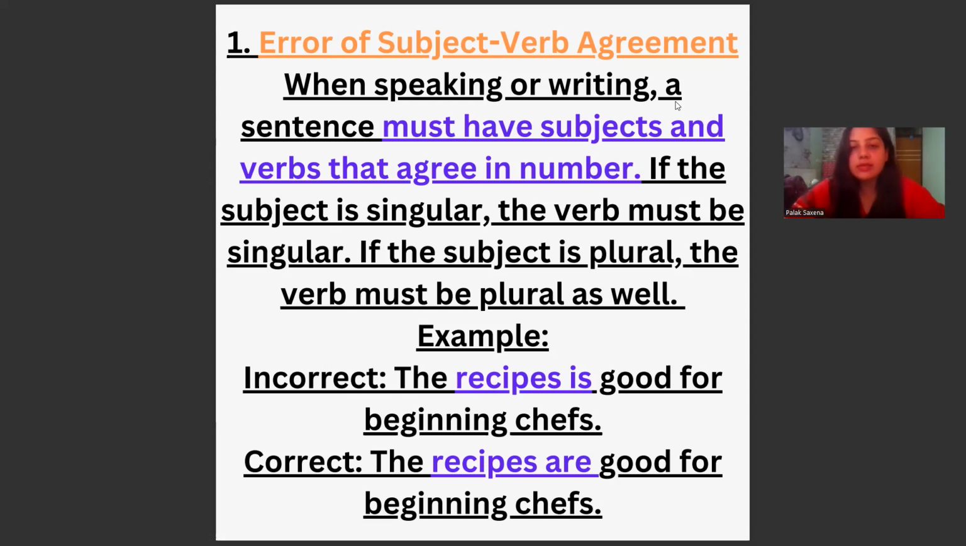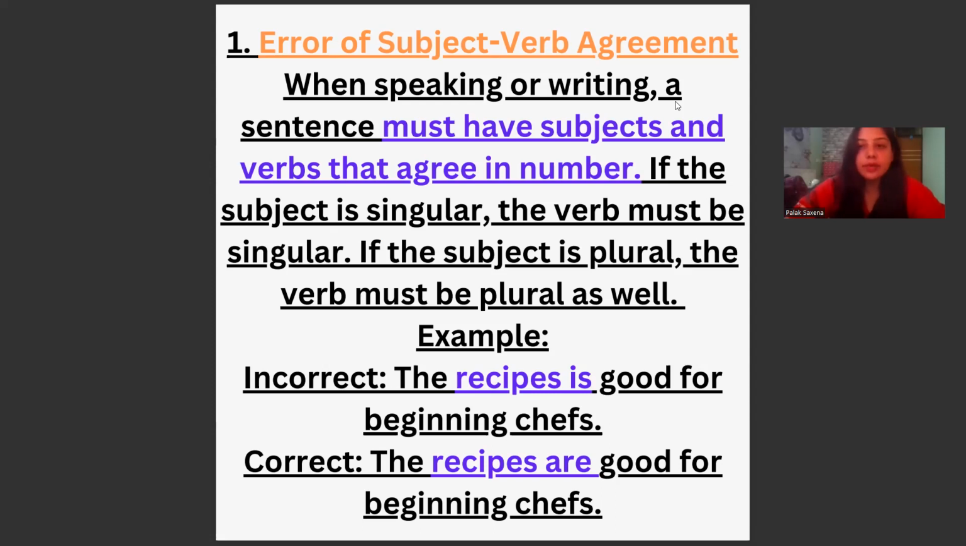Now you see, recipes is not a singular subject, it's a plural subject. And with a plural subject, it is written "is." So naturally you will say that it is wrong. So how will you edit the sentence? You will cut down "is" and you will use "are" instead. So the right sentence would be, "The recipes are good for beginning chefs."